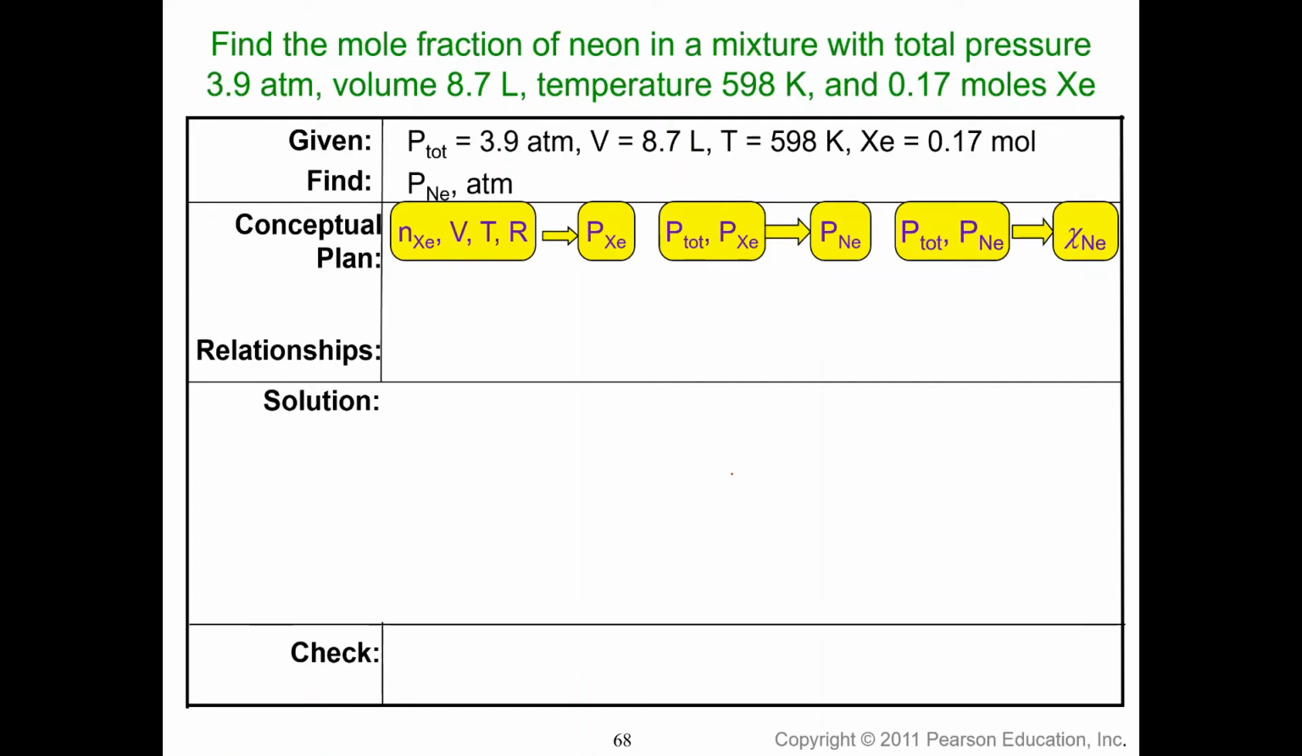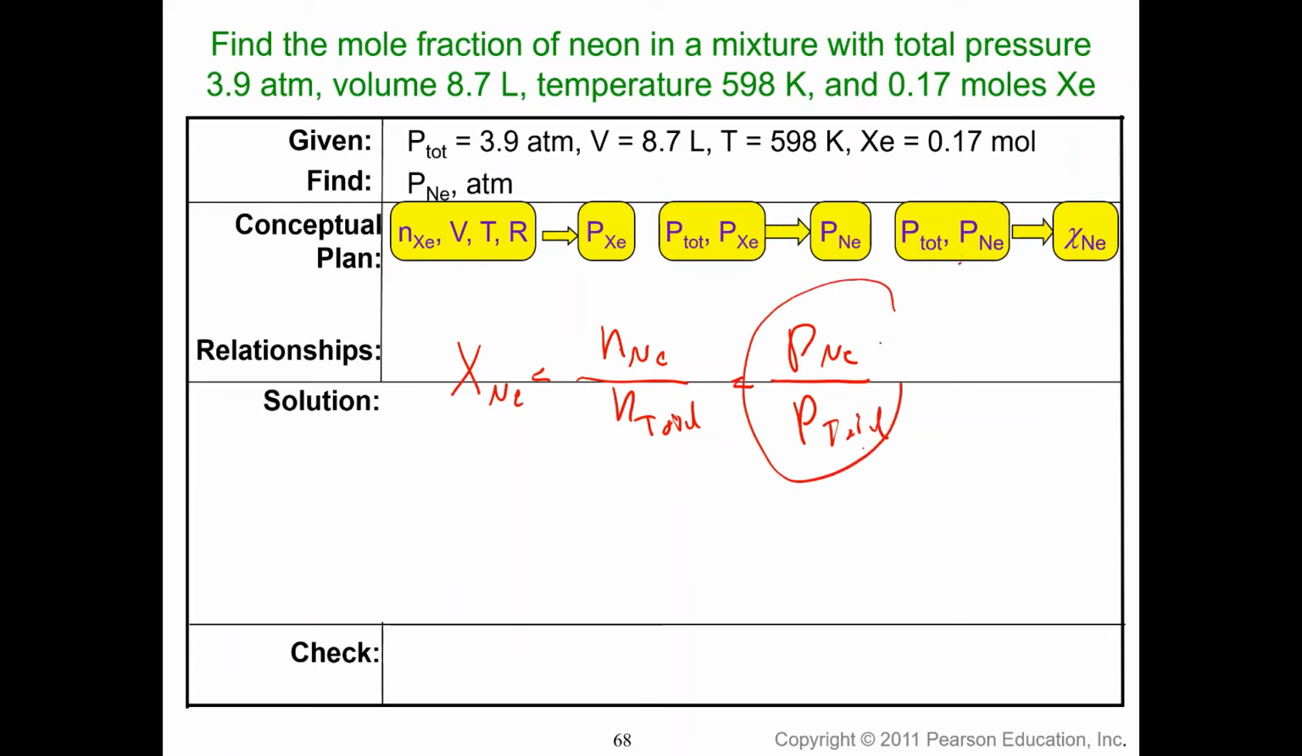It's very easy because we said it at the very beginning. Mole fraction, for example, this is neon, right? Mole fraction of neon could be equal to the moles of neon over what? Total. Or also you can use what? Partial pressure of the neon over what? Total pressure. So here in this case, we're using this.